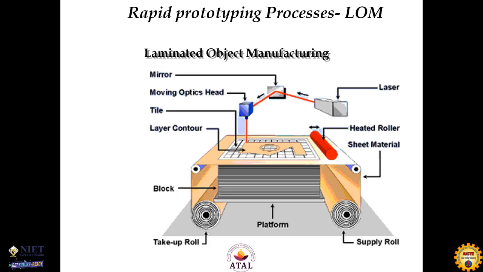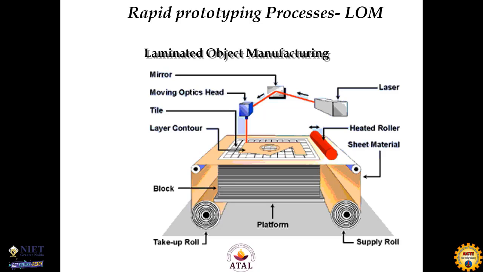The next process is laminated object manufacturing, also known as LOM. The same scanning process is there, as in the case of SLS and SLA. The scanning process in LOM is the same, but now the material has changed. In LOM, we have to use sheets. It may be a paper sheet, a mylar sheet, or a very thin metal sheet, which can be fabricated using laminated object manufacturing. What happens in that case?